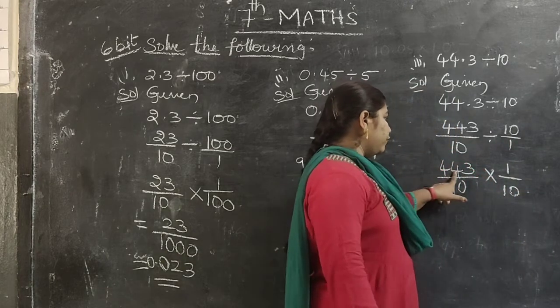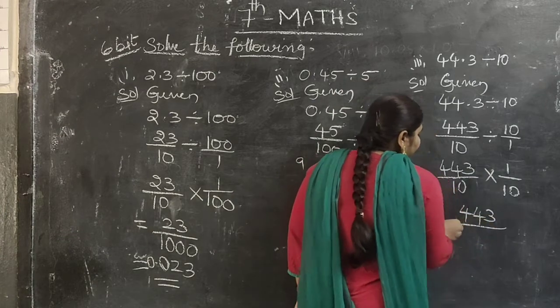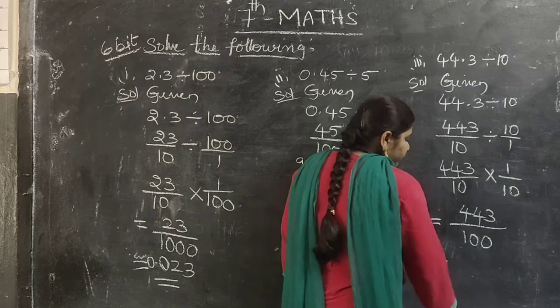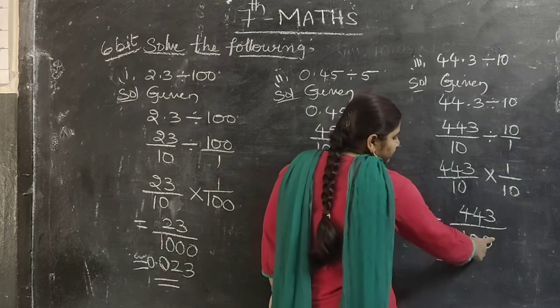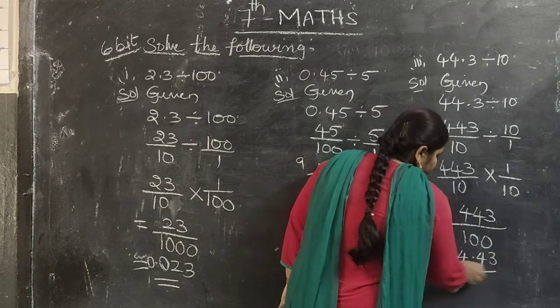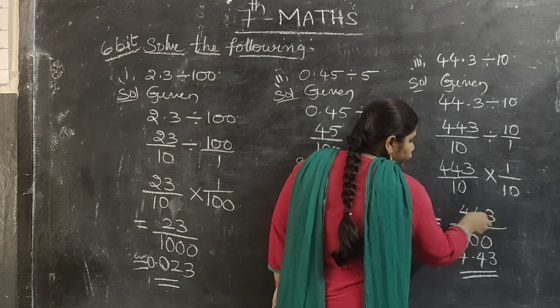So 443 into 1, and 10 into 10 will be 100. So this will be how much? What is the result for this in decimal form? That will be 4.43, because we have two zeros in the denominator. After two digits you put the point.